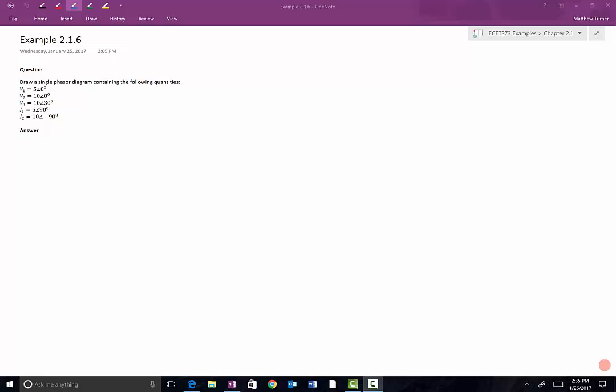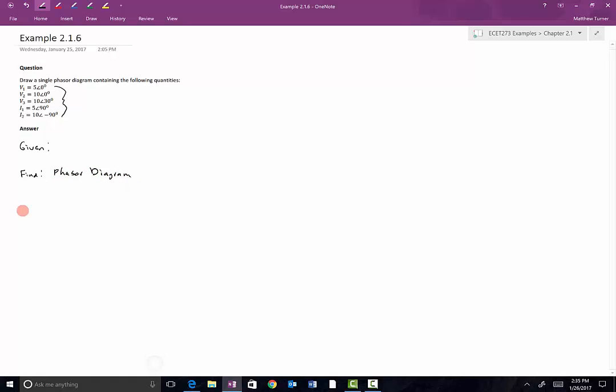So to draw a phasor diagram, the first thing we need is an axis. Oh, sorry. Usually I do the givens, right? Well, in this case all the givens is just this information right there, so I'm not going to rewrite it. The find is phasor diagram, and really the solution, that's what we're after here.